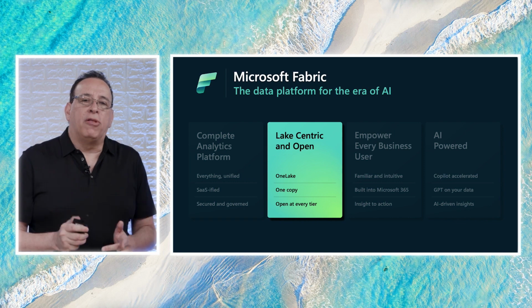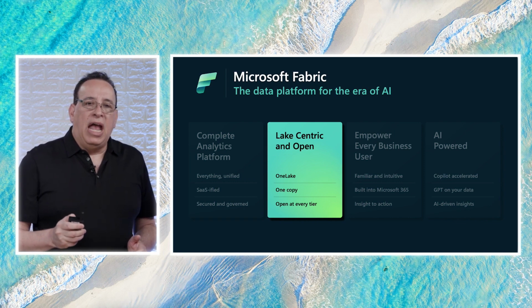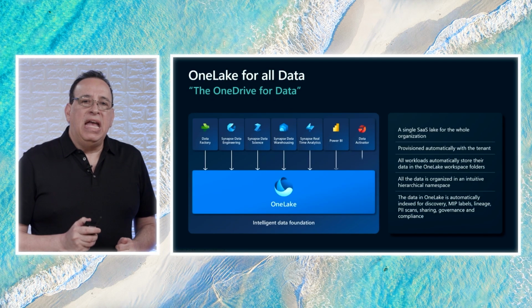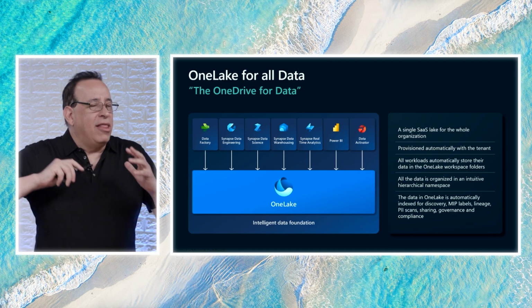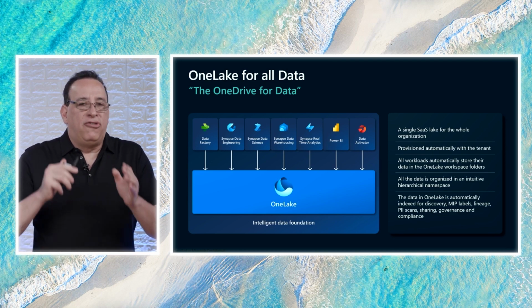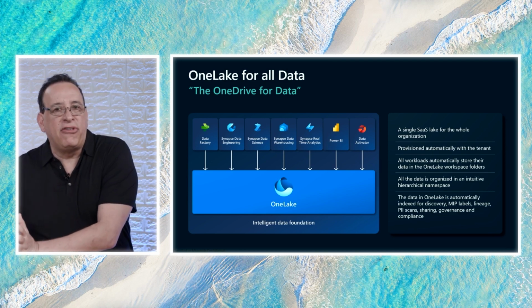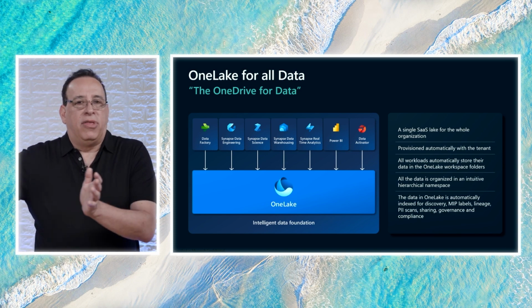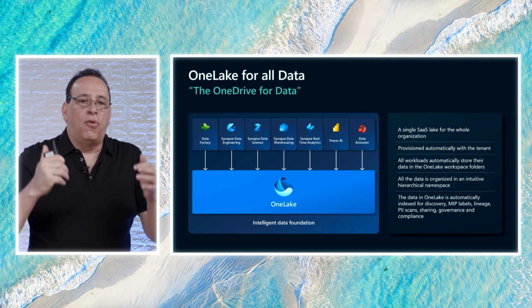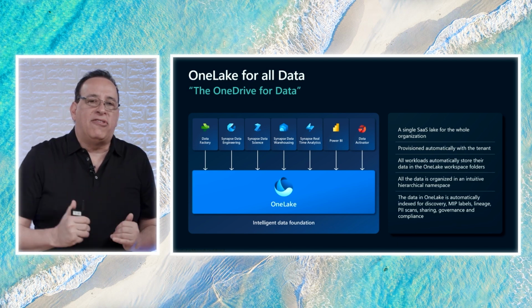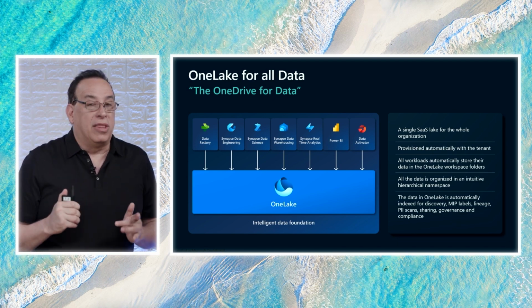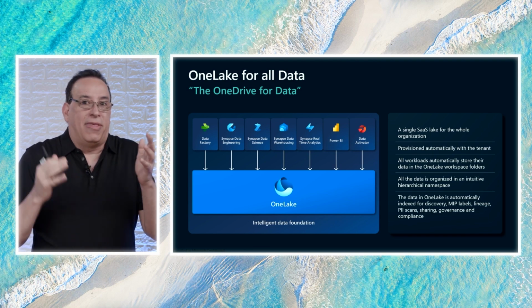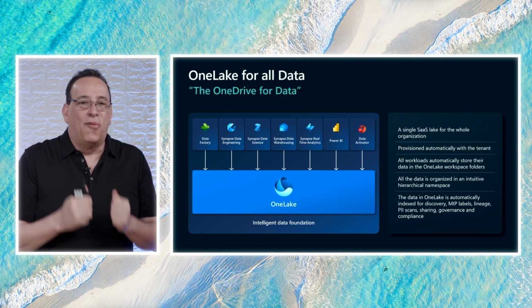Fabric is all about being lake-centric and open. And OneLake, as everyone said, it is the OneDrive for data. It has a lot of parallels to OneDrive. It just shows up. Just like you have an Office 365 and it just has OneDrive, same here. You have the Fabric tenant and it just has OneLake. You never buy OneLake, it's always there. You cannot buy another OneLake, there cannot be two OneLakes. Mathematically it doesn't work, there's only one OneLake.